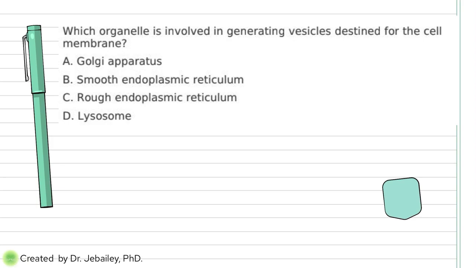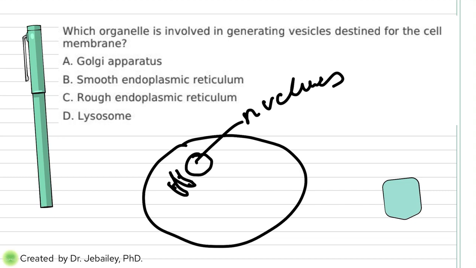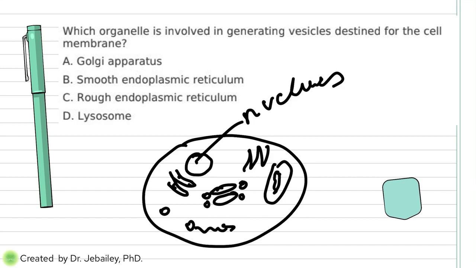So let's go for the next question. Which organelle is involved in generating vesicles destined for the cell membrane? If you remember from the drawing, here is the cell, and you have the nucleus, right? Let's put the nucleus here. And then you might have the rough ER here and the smooth ER, and then you might have the Golgi here, and you might have the mitochondria and whatever extra lysosomes here. So they're talking about vesicles. Vesicles are these little tiny things that move inside the cell, and they might be moving out, right? Or they might be bundling in to go inside.